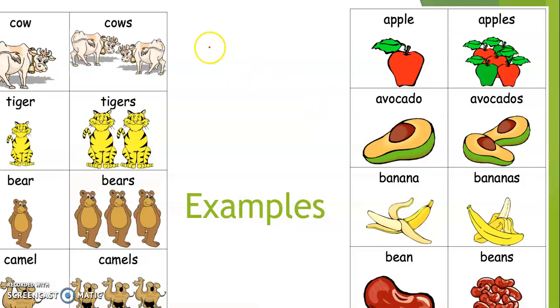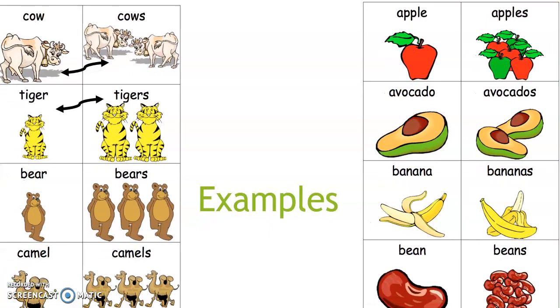Now look at this one. Look at the first picture. Cow, cows. Tiger, tigers. Bear, bears. Camel, camels. Look at the other side. Apple, apples. Avocado, avocados. Banana, bananas. Bean, beans.